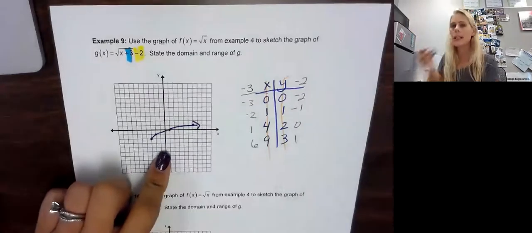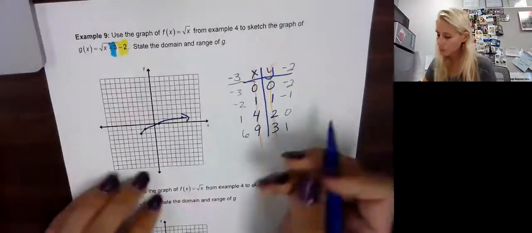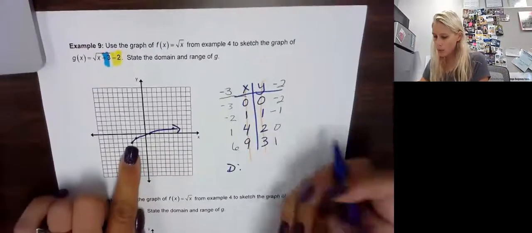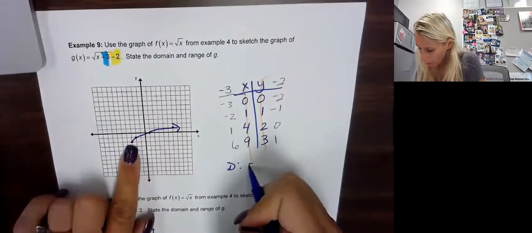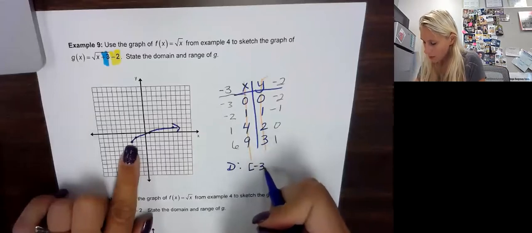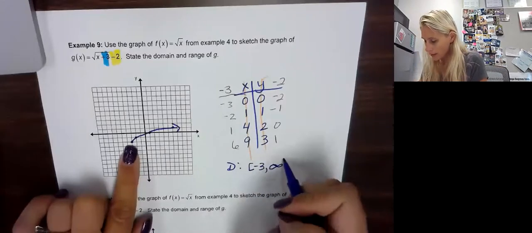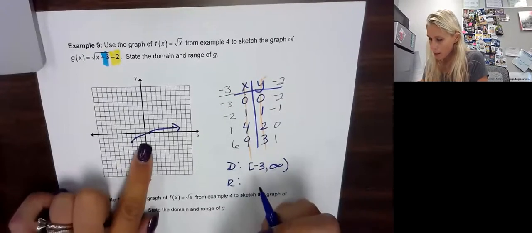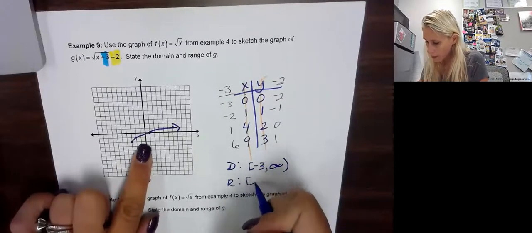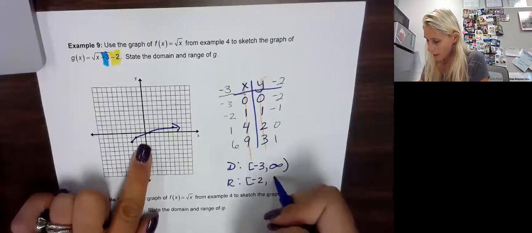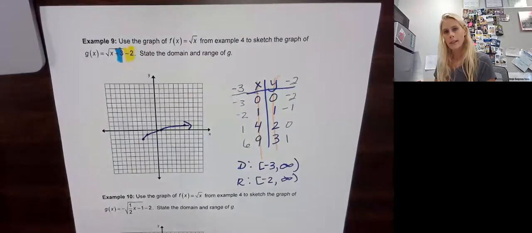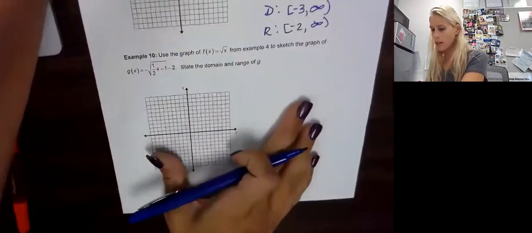Now it wants me to state the domain and the range. So domain, where do we start? We start at -3, and it does go through it. We go all the way to infinity because it keeps going. And then the range, our y starts at -2, and then it keeps going up to infinity. Yay!